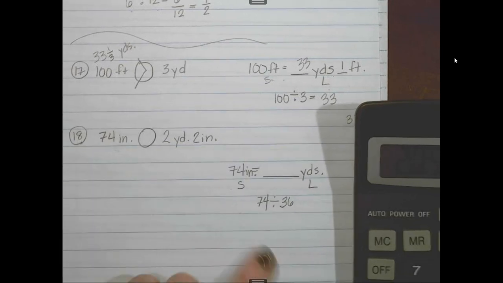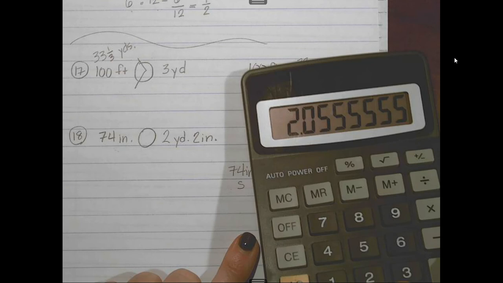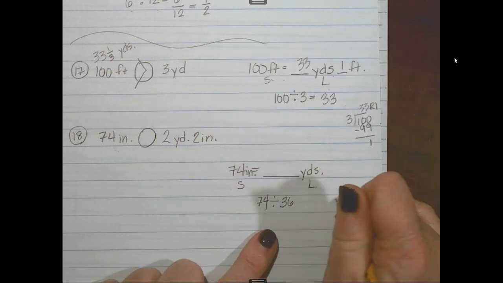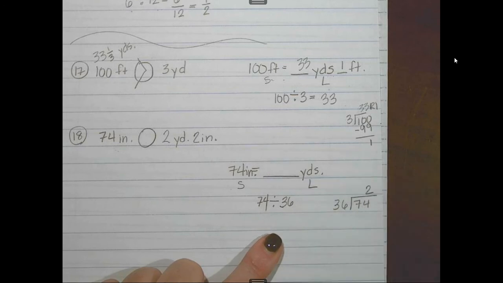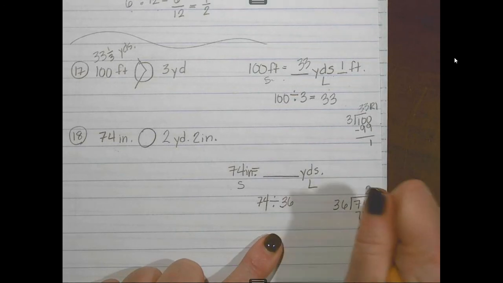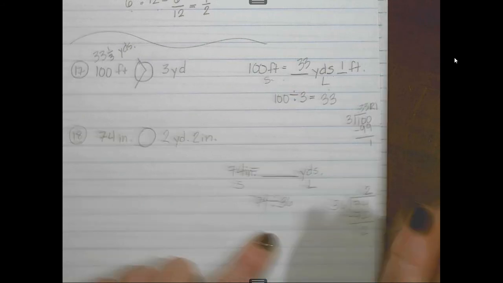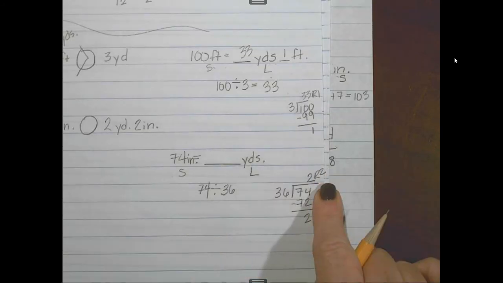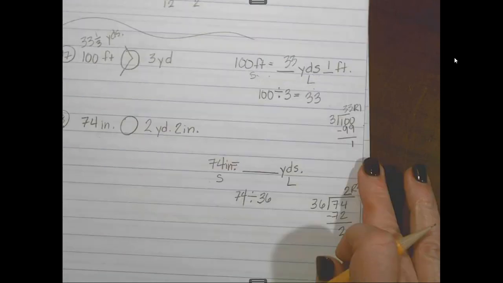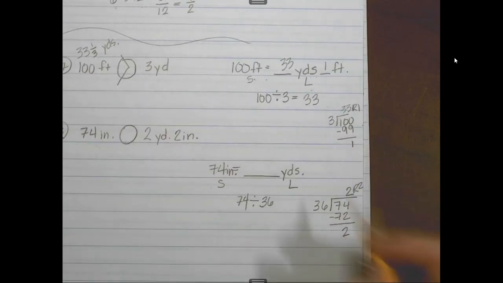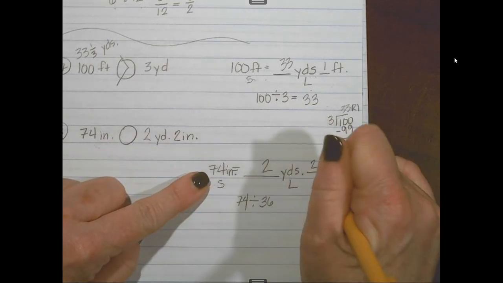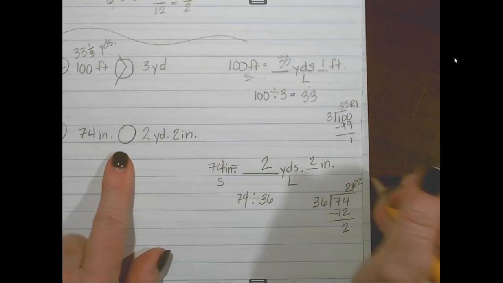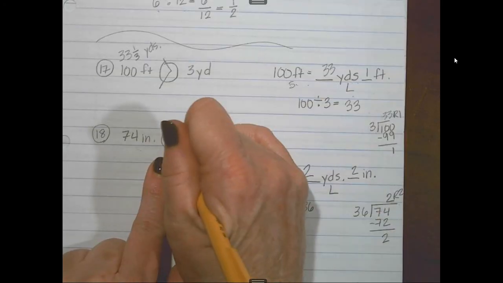74 divided by 36 equals 2, and I see a remainder, so I'm going to slide over and help myself here. So I know it goes 2 times. 36 times 2 is 72. So boys and girls, I have a remainder of 2. So think about what that remainder means. It means I have 2 yards with 2 inches left over. So it equals 2 yards, 2 inches. So this is equal.